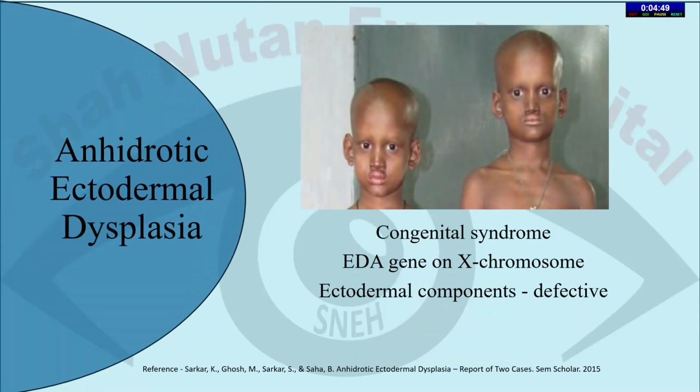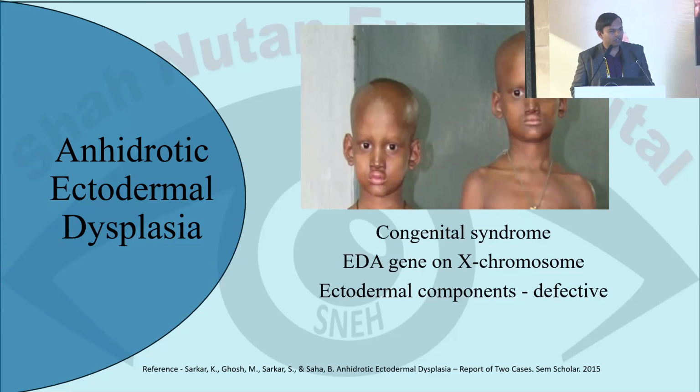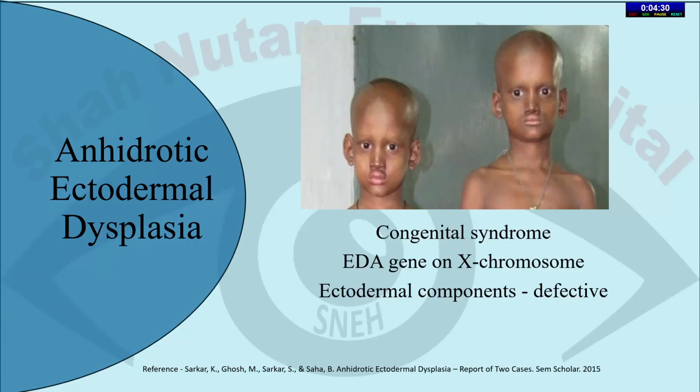Anhidrotic ectodermal dysplasia is a congenital disorder affecting the EDA gene, the ectodermal dysplasia gene on the X chromosome, and it's an X-linked recessive disorder, which mainly affects the ectodermal components, that is hair loss, anhidrosis, that is loss of sweating, and teeth involvement. Characteristically, it does not involve the nails, the salivary glands, or the palms and soles, as seen in palmoplantar keratoderma.